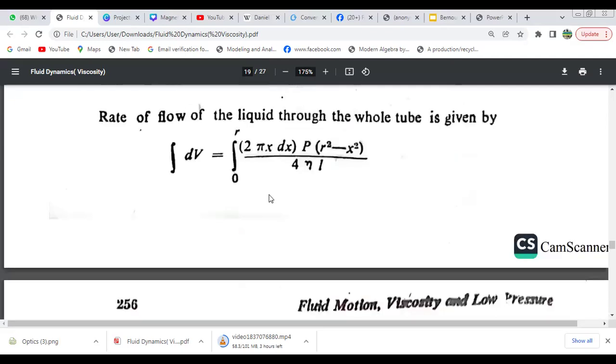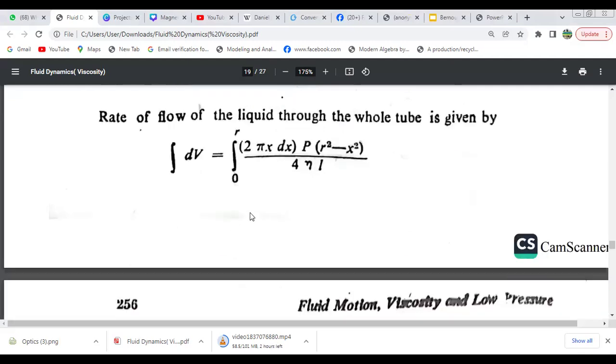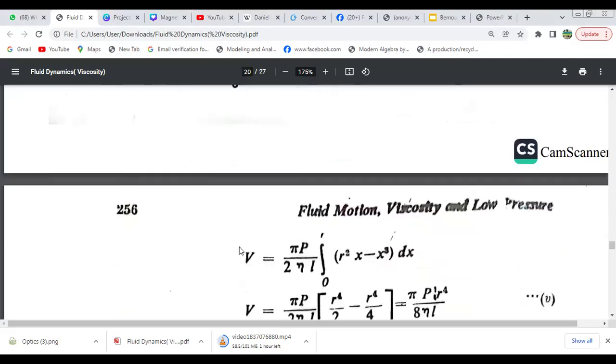So integrating on both sides, and we have to integrate from 0 to radius R. We have to integrate for the whole tube, so from the center to radius R. Now after integrating, we get V.